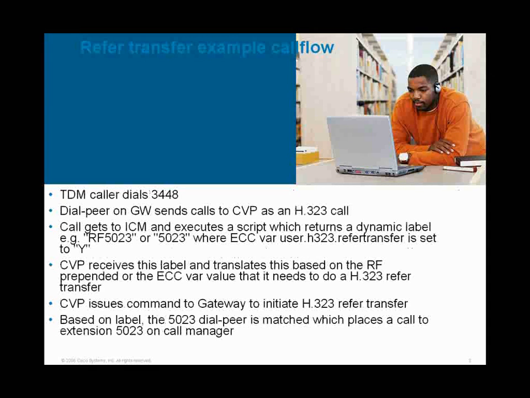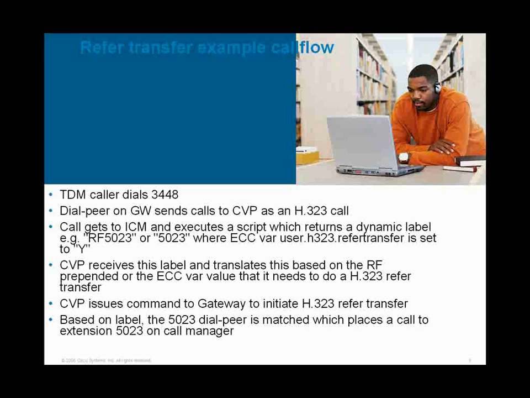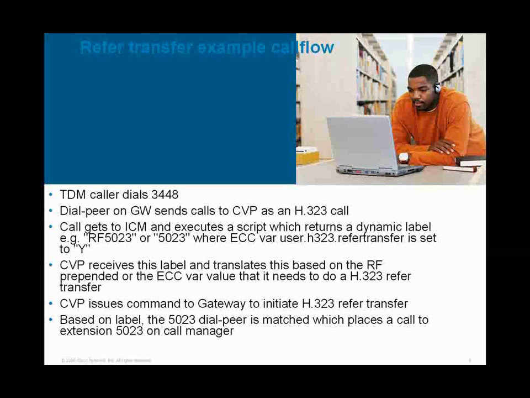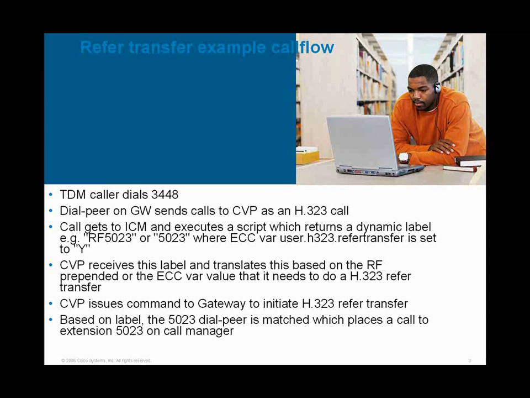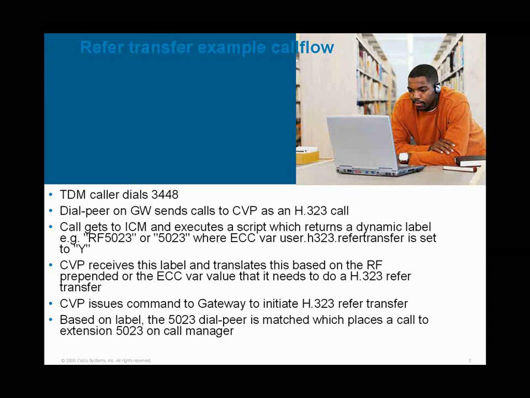The example call flow we will exercise will be as follows. We will have a TDM caller dialing from a POTS phone, 3448. A dial pair on the gateway will be configured to send the call to CVP as an H323 call. The call will reach ICM and execute a script which will return, in one example, a dynamic label as RF5023, or in another example, using the ECC variable, we will simply return just 5023. CVP will handle both cases.